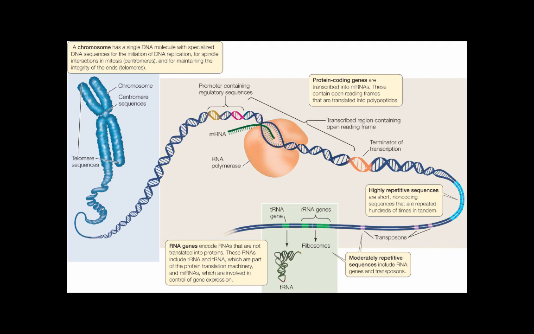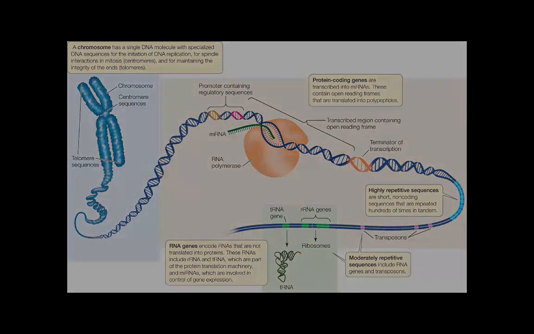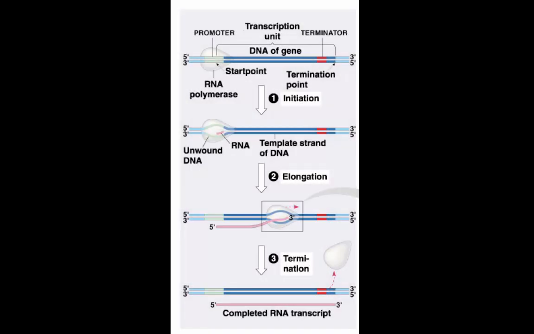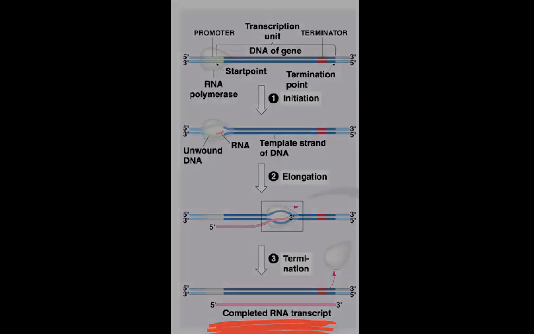The final step in transcription is termination. The RNA polymerase will reach a termination sequence on the DNA, and it will stop adding RNA nucleotides to the growing chain of mRNA, and it will simply fall off or dissociate. This image also shows the 3 steps in DNA transcription. 1, initiation, 2, elongation, and 3, termination, leading to a completed mRNA transcript.